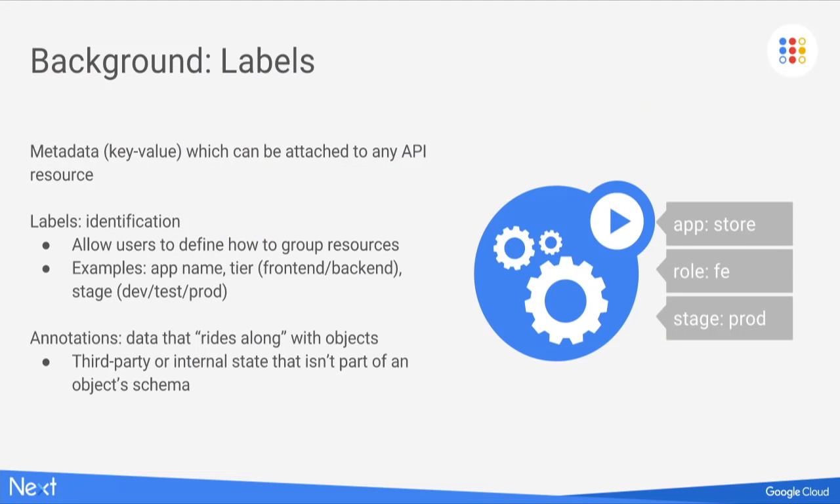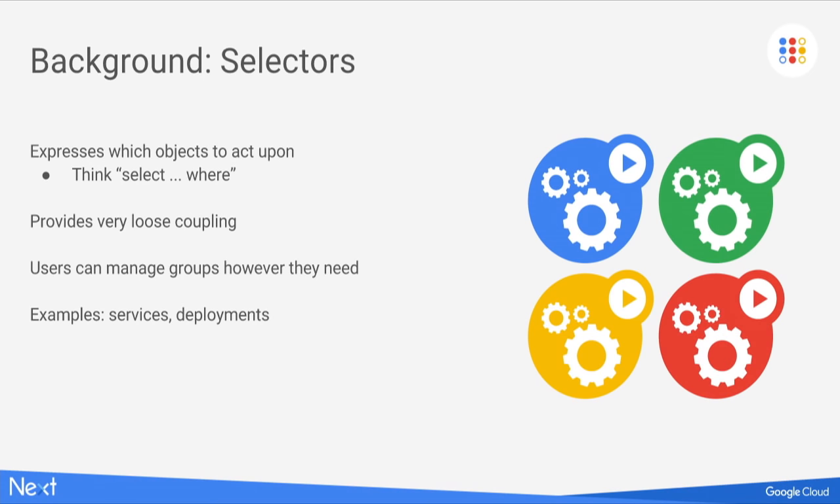Similar to labels is something called annotations. An annotation is the same structure, but unlike a label, which we tend to use for identification, we tend to use an annotation for third-party pieces to carry extra information about an object. So the counterpart to labels is selectors. A label declares what something is. A selector declares how you're going to use the thing, right? So if you're a SQL head, think of it as select pods where some condition.